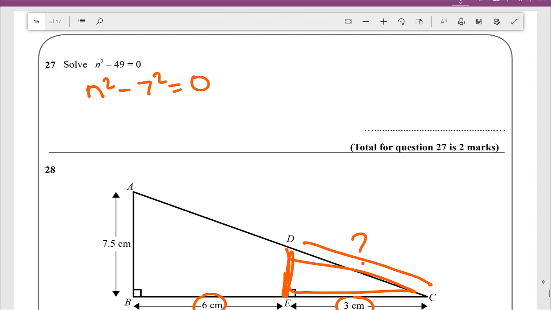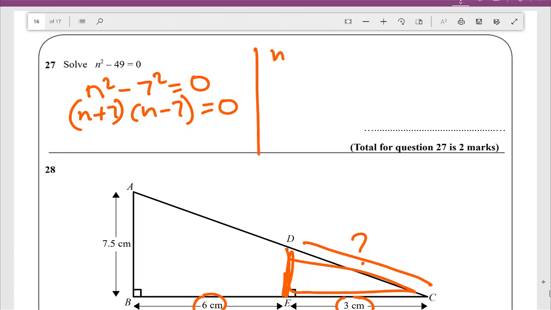Now we have a difference of 2 squares. We can write it as a positive and a negative. So we can write n plus 7 times n minus 7 equal to 0. And all we have to do is solve it now. We can make 2 equations out of this. We can say n plus 7 equal to 0, or n minus 7 equal to 0.